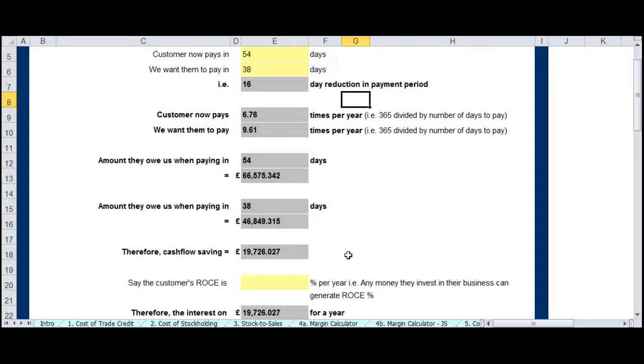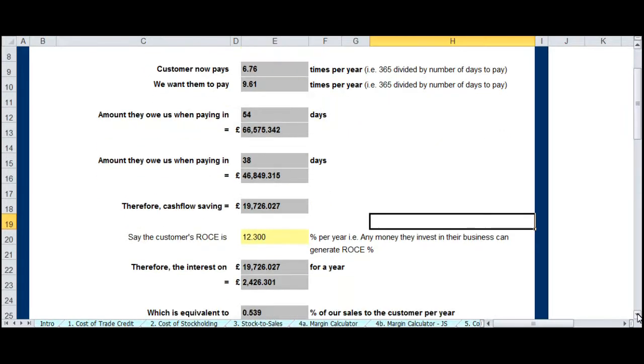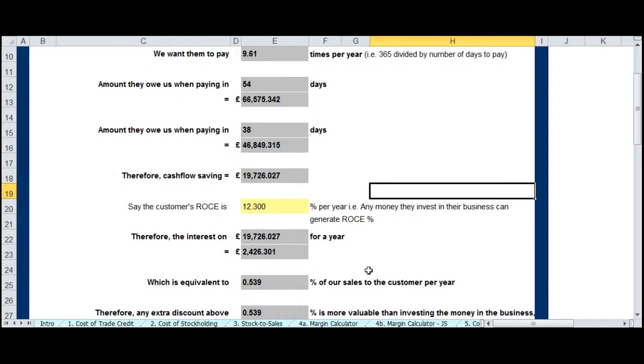Do they keep that extended credit, i.e. the extra 19,726, and reinvest it in their own business, where they can generate their normal return on capital employed, which we will say is 12.3% per annum, okay? Or do they give it to us for a discount off invoice? So if they had put that money back into their own business, they would generate 12.3%.